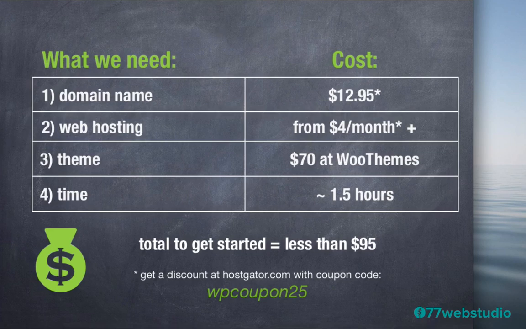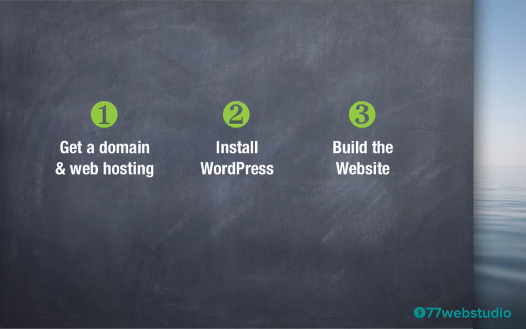So what are the three steps we need to take in order to get the website up and running? Well, the first step is we need to get the domain and the web hosting. Second, we need to install WordPress. And finally, number three, we need to build out the website. So let's head on over to HostGator, where we can take care of step number one, which is getting the domain and the web hosting.